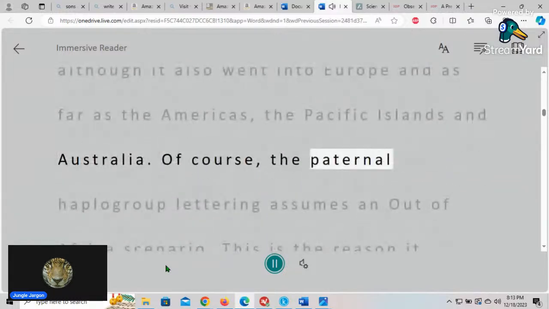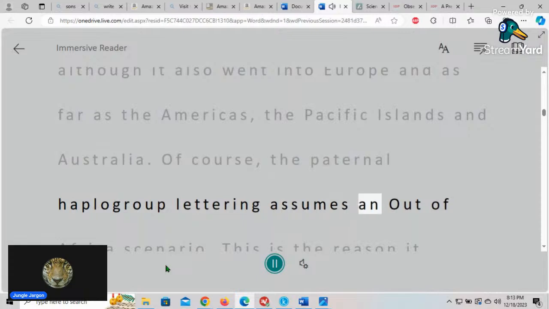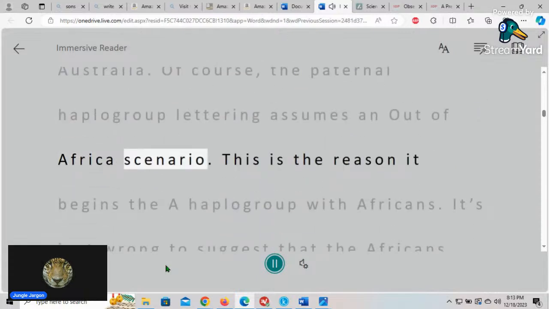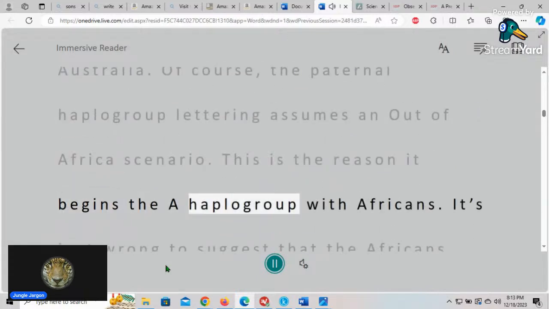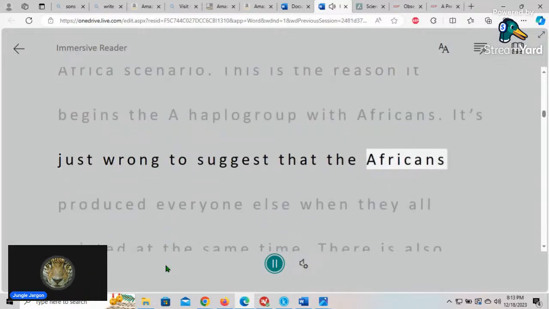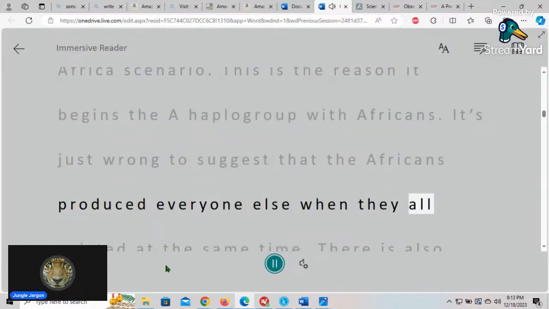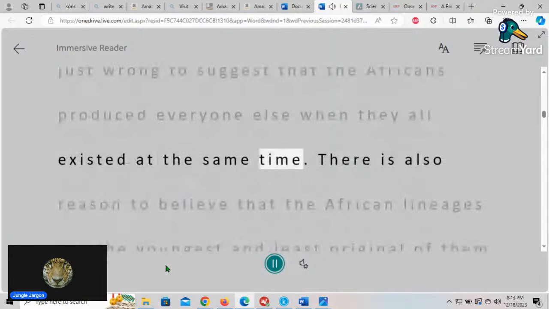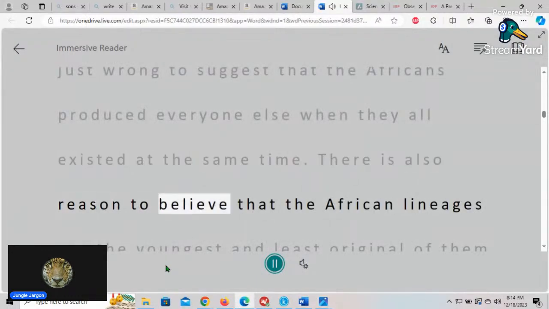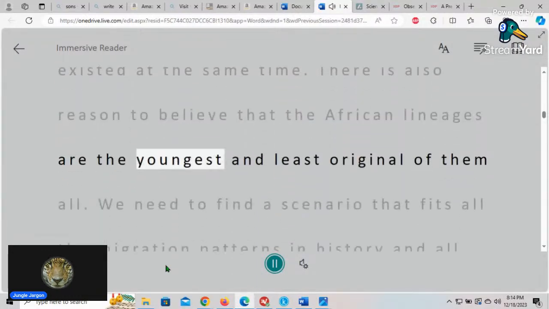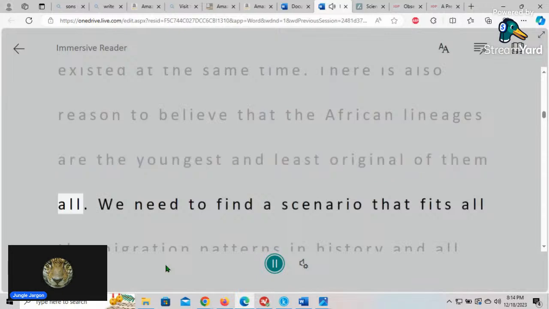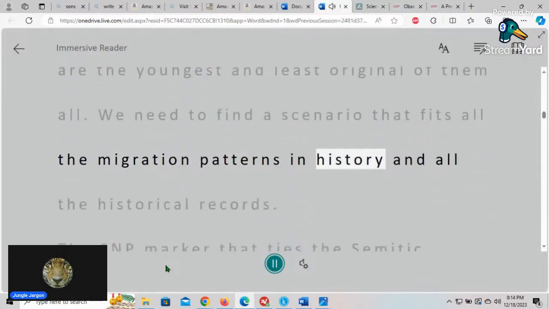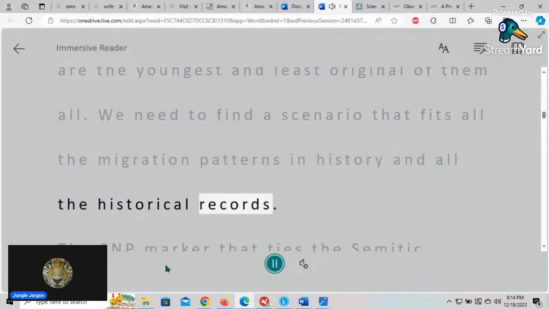Of course, the paternal haplogroup lettering assumes an out-of-Africa scenario. This is the reason it begins the A haplogroup with Africans. It's just wrong to suggest that the Africans produced everyone else when they all existed at the same time. There is also reason to believe that the African lineages are the youngest and least original of them all. We need to find a scenario that fits all the migration patterns in history and all the historical records.